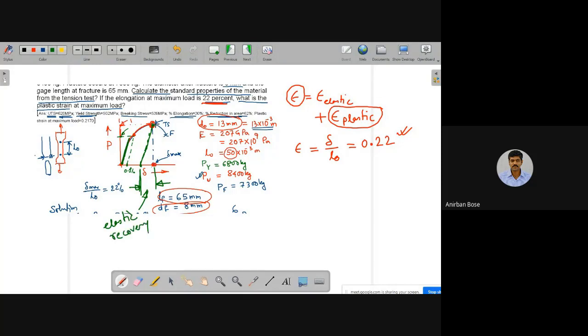That means you can see when the load is removed, at that time this much of permanent deformation will still be there. So this is the permanent deformation. This much will recover, you see. So this is the elastic recovery that takes place, but this much is the permanent deformation. So your question is actually to find out how much is the permanent deformation. If you can find out that, simply divide that by the initial length and you can find out the plastic strain.